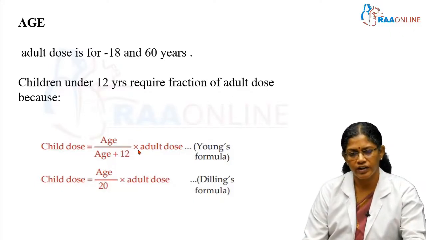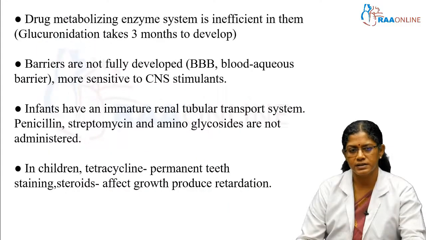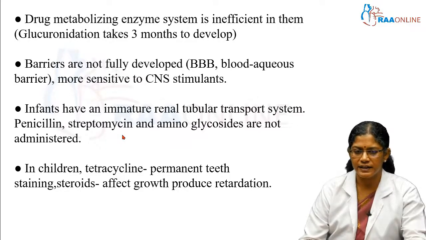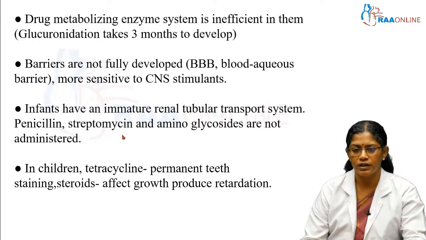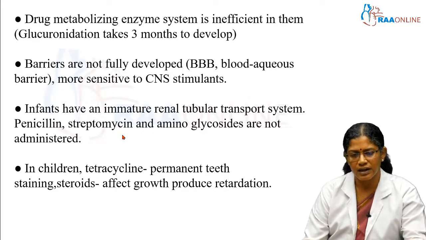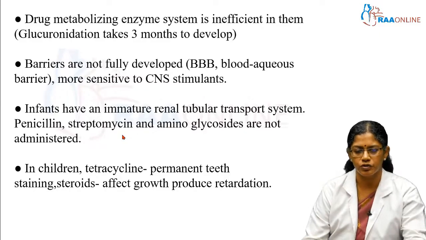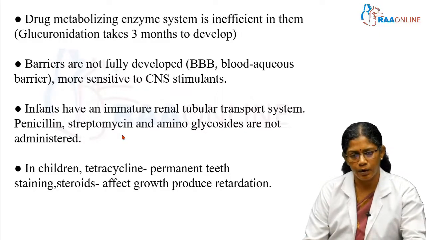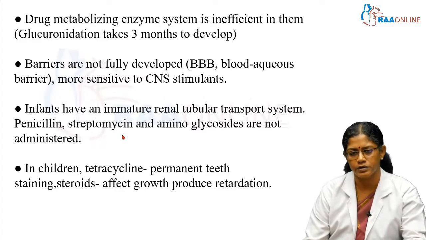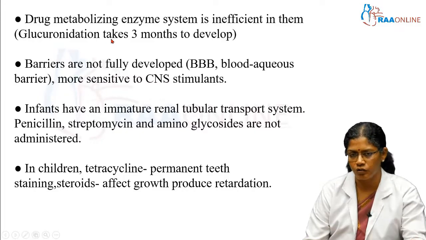Why is dosage modification needed in children? The main thing is that drug metabolizing enzymes are insufficient in children. In children as well as in infants, the metabolizing enzymes don't develop properly, so the metabolism of the drug won't take place properly. If metabolism doesn't take place properly, it will naturally affect the excretion process also. If excretion isn't done properly, accumulation of the drug inside the body will take place and it will start producing unwanted effects. So drug metabolizing enzymes are not fully developed.